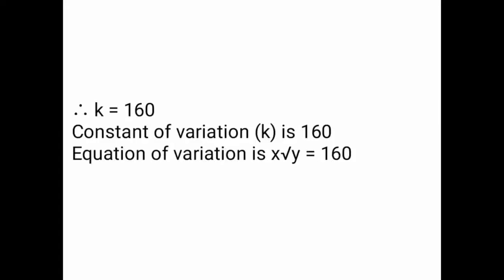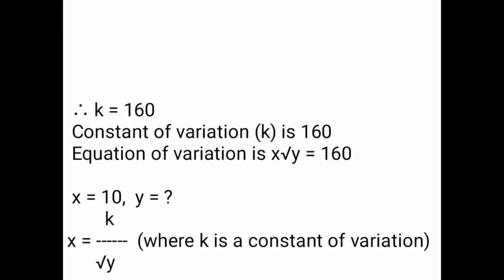So you have to write the statement x is equal to 10, y is equal to question mark. Use the formula of the constant of variation in inverse variation. X is equal to k upon square root of y, where k is the constant of variation. In the question, the denominator is given as square root of y, so you have to take that only.